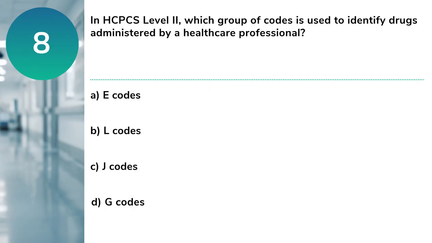Question 8. In HCPCS Level 2, which group of codes is used to identify drugs administered by a healthcare professional? A. E codes. B. L codes. C. J codes. D. G codes.